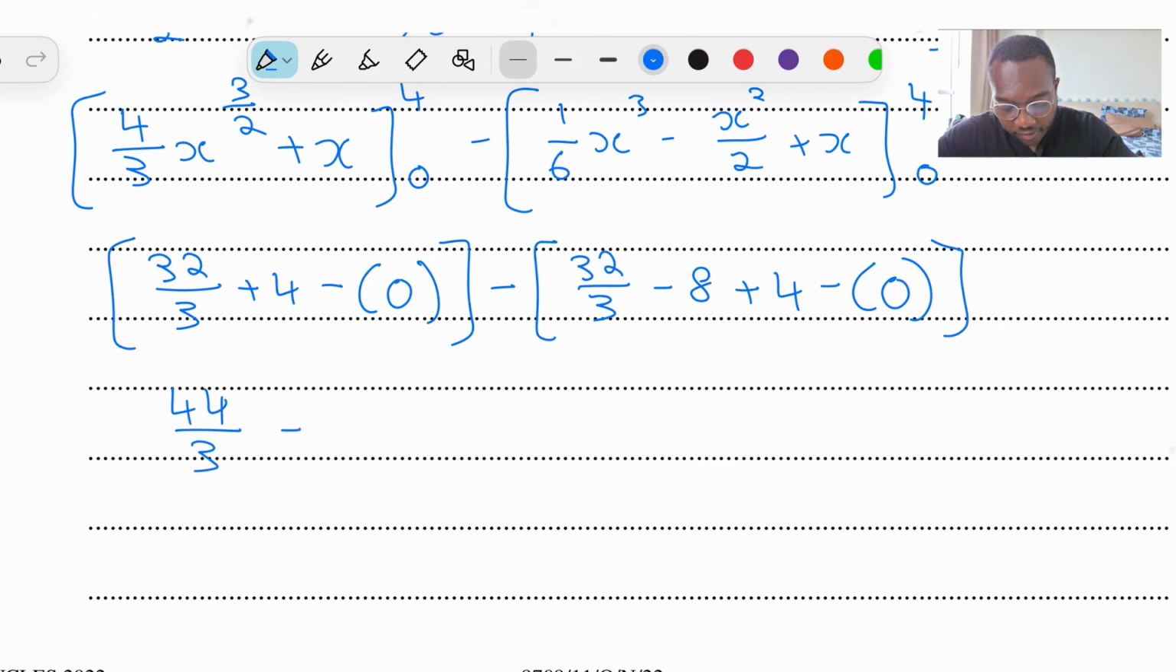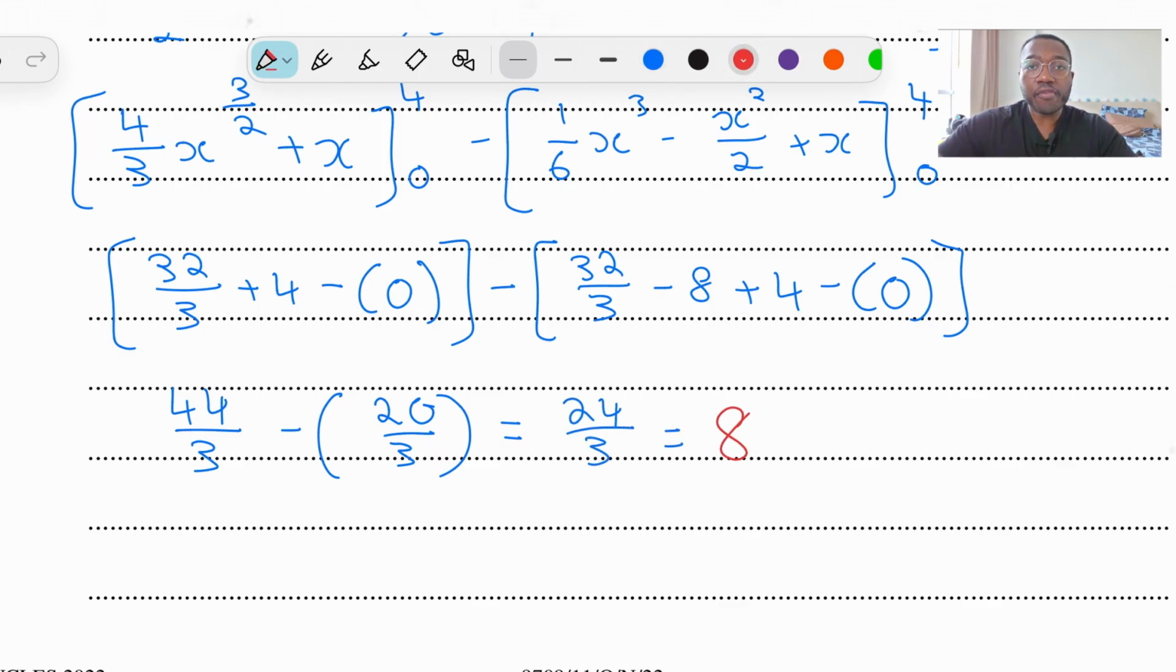And then we have 32 over 3 minus an 8 plus a 4. Okay. So if I was to work that out and put this into a calculator, you will get 20 over 3. So there we just have 44 over 3 minus 20 over 3. That would give us 24 over 3, which therefore gives us an area of 8.